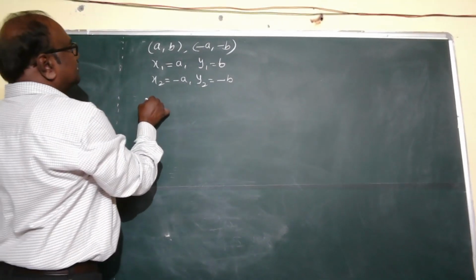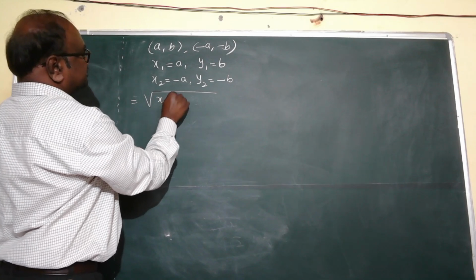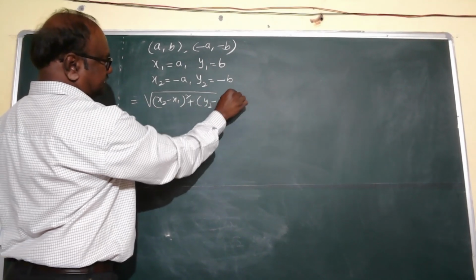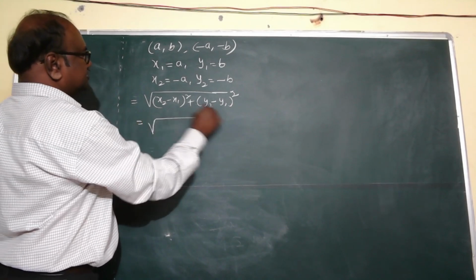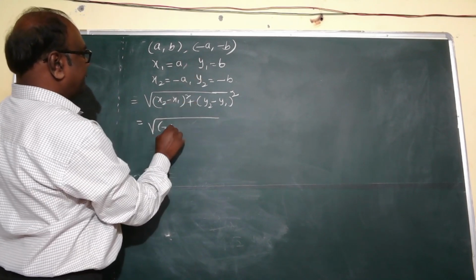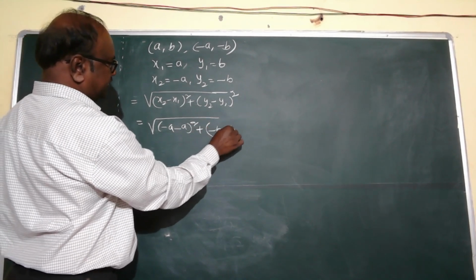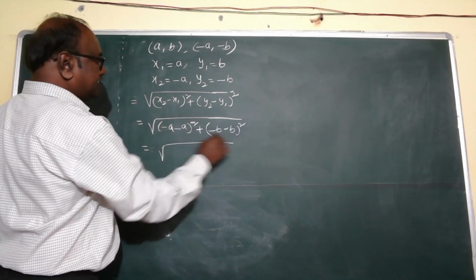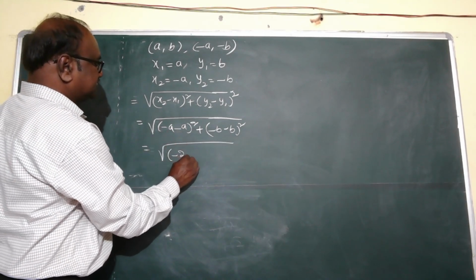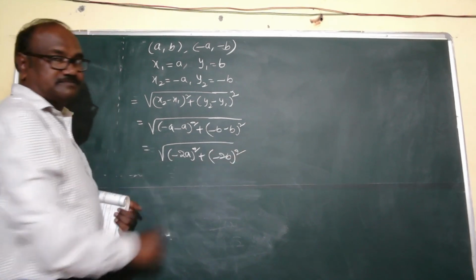Now the formula we substitute: under root x2 minus x1 whole square plus y2 minus y1 whole square. x2 is minus a, x1 is a. Minus a minus a whole square plus y2 is minus b, y1 is b, minus b minus b whole square. So here minus a, minus a, you have to add them. Minus a minus a becomes minus 2a whole square. Minus b minus b is also minus 2b whole square.